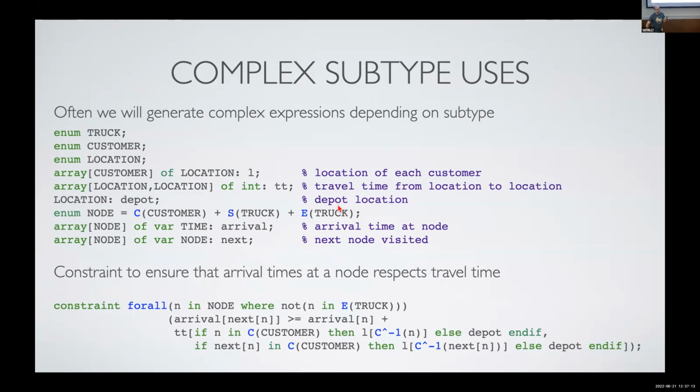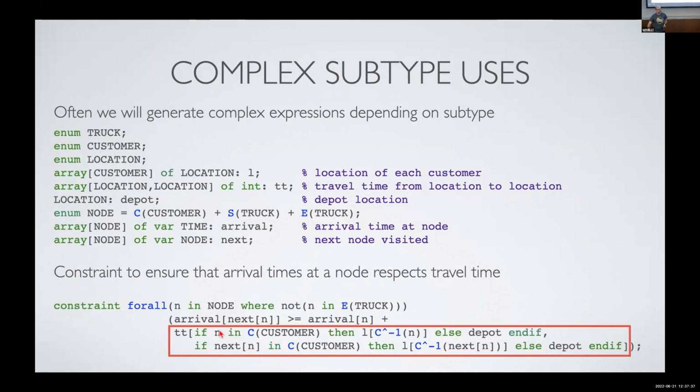And that makes it a bit difficult to now do things like reason about the distance array, right? So we have a distance matrix here, or travel time matrix, that talks about locations, but now we need to relate it to the nodes instead, right? Because the locations for the customers are given, the locations for the start and end points of the trucks are the depot. So we have this funny syntax here where we say, okay, if n is a customer, then it's the location of that customer, otherwise it's the depot. And that's just a bit inconvenient.